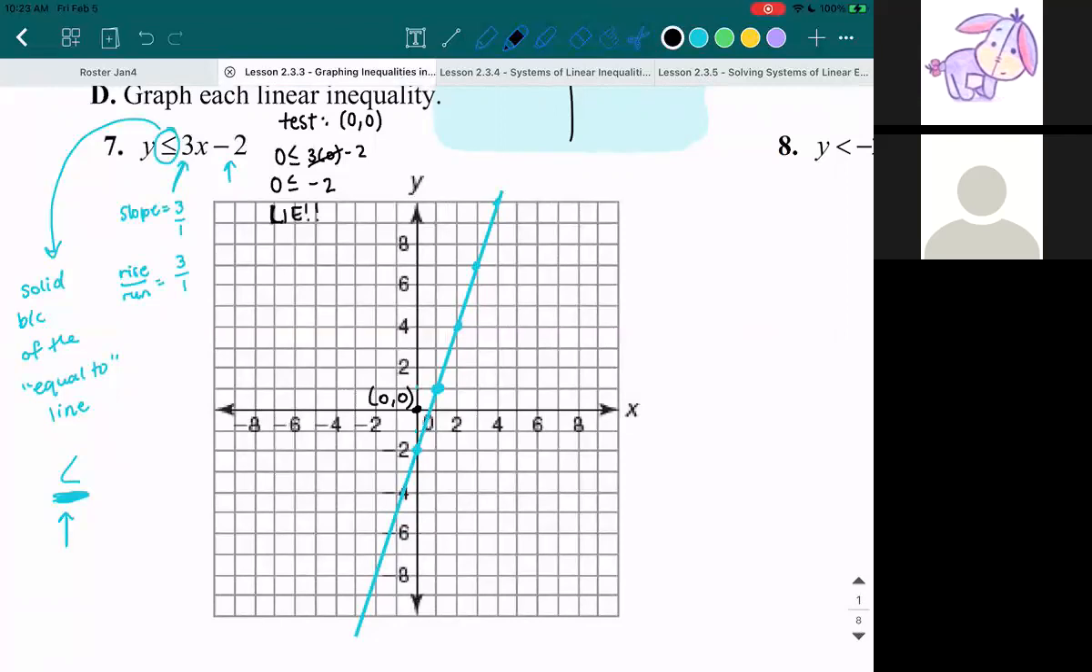Okay, so 0, 0, the point 0, 0 lied to us. And what do you do with liars? You stay away from them. So since 0, 0 was on top of our line, I'm going to shade under our line because we don't like liars and we stay away.